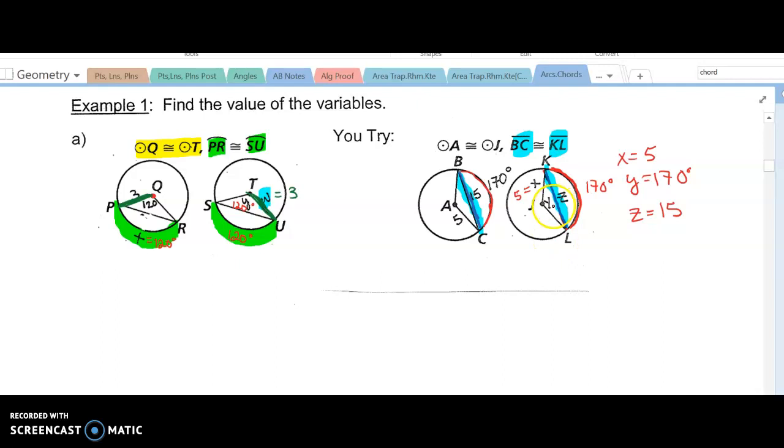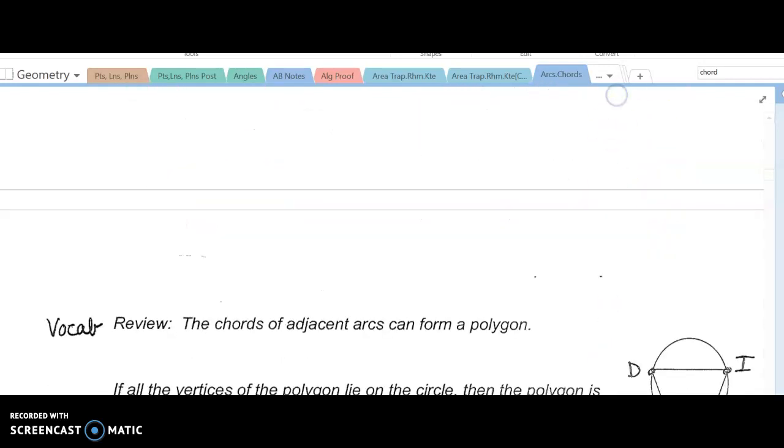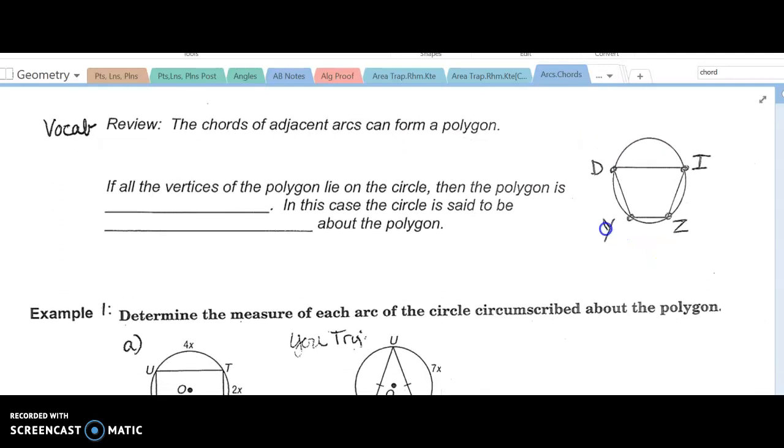I'm sorry, because the chords are congruent, the arcs are congruent. So if this one's 170, this one's 170, in which case the central angle Y is also 170. All right, let's look at the next thing.